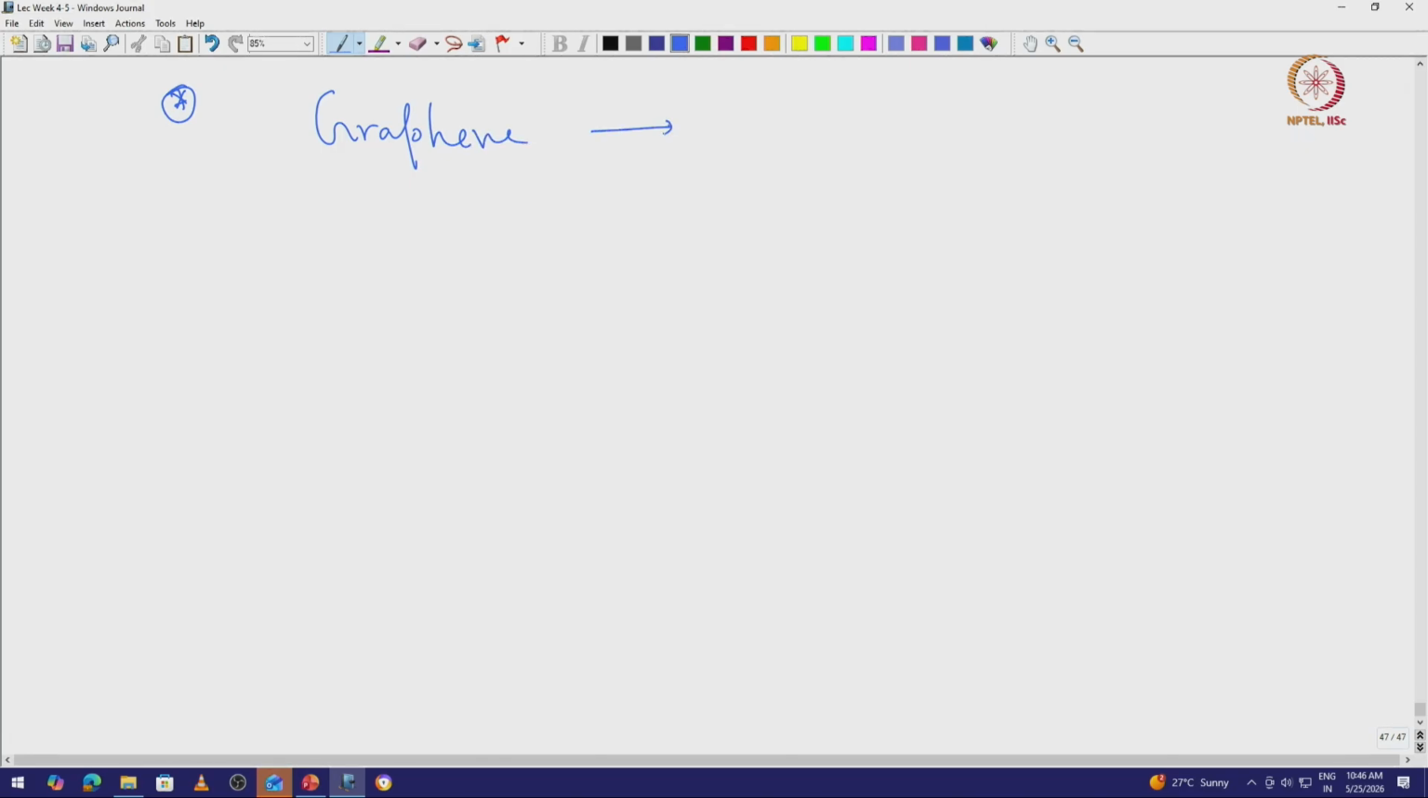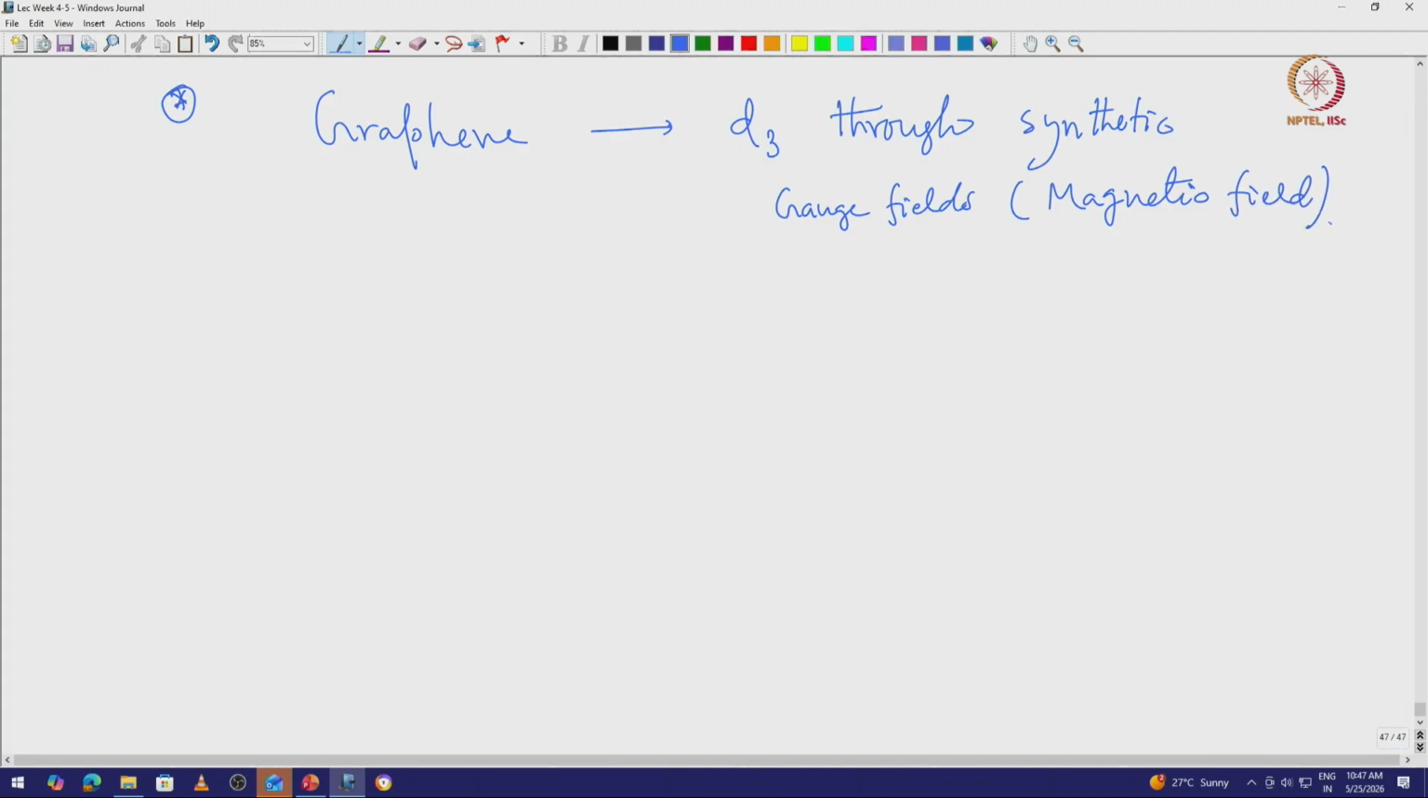and we have to gap it out. So, we have to give a D3 term that changes sign through synthetic gauge fields or magnetic field, and that is called the Haldane model. Okay.